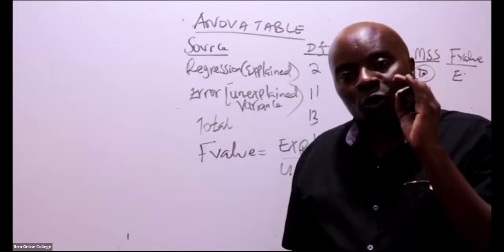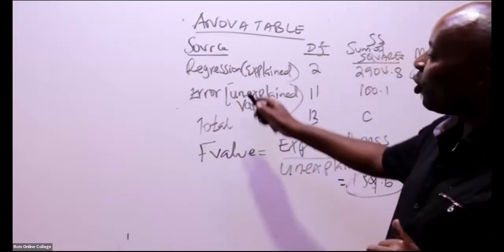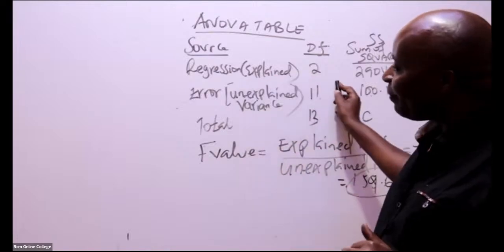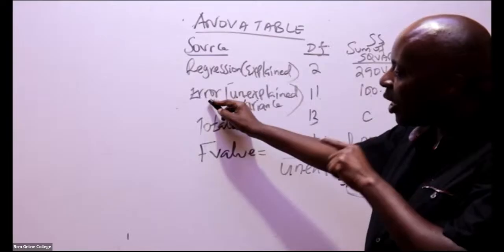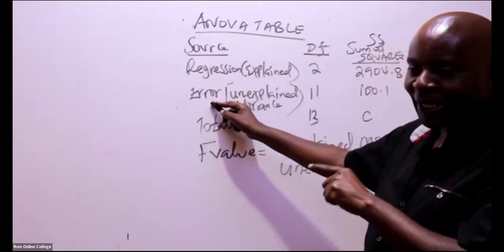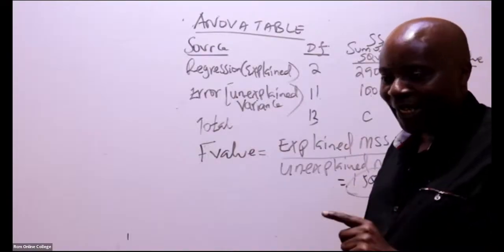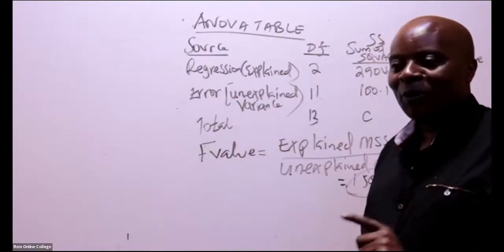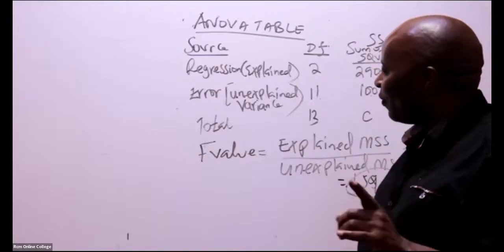So we have two types of variances in regression analysis: explained variance and unexplained variance. The unexplained variance is our error term, what you're not able to explain. So that will be very, very important.